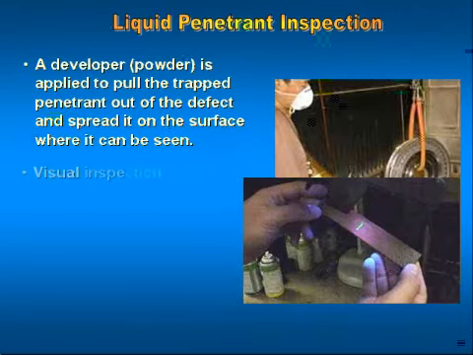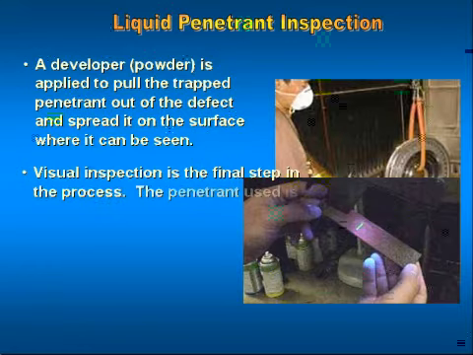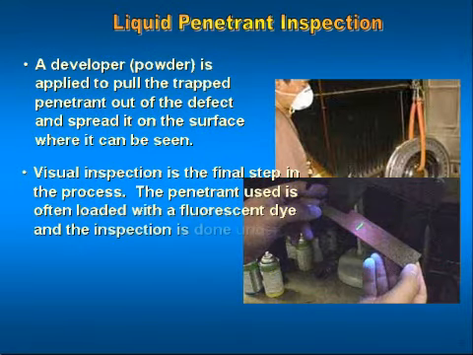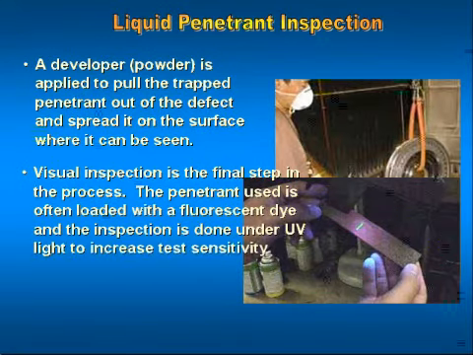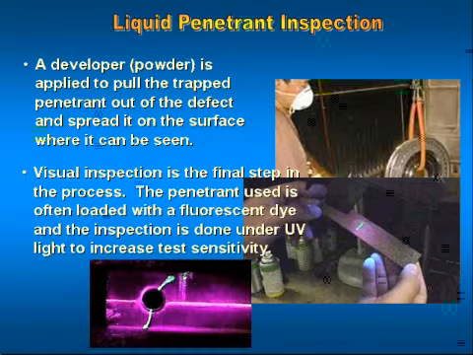4. Visual inspection is the final step in the process. The penetrant used is often loaded with a fluorescent dye, and the inspection is done under UV light to increase test sensitivity.